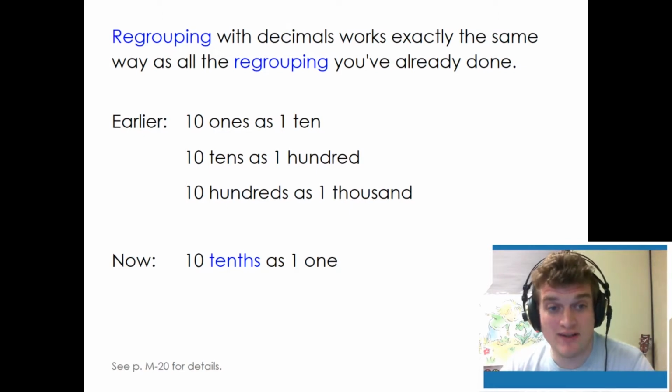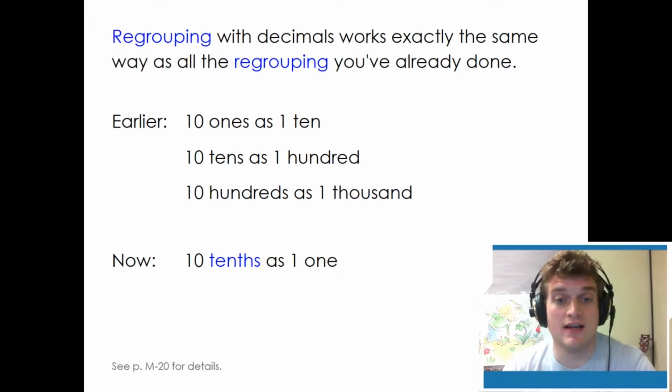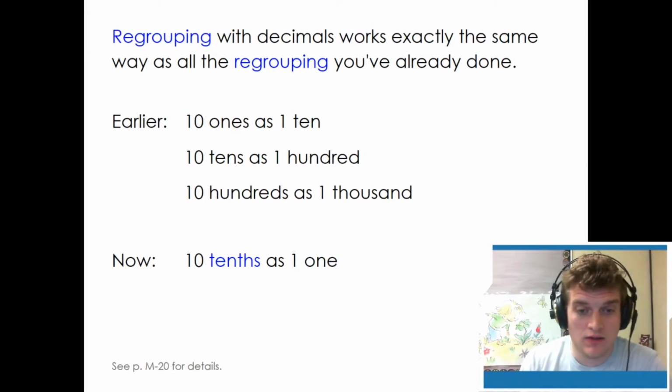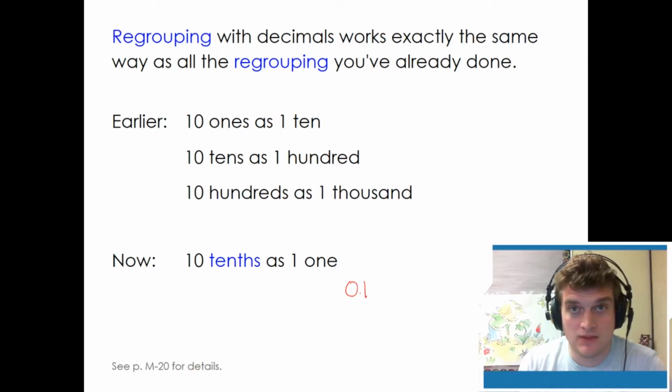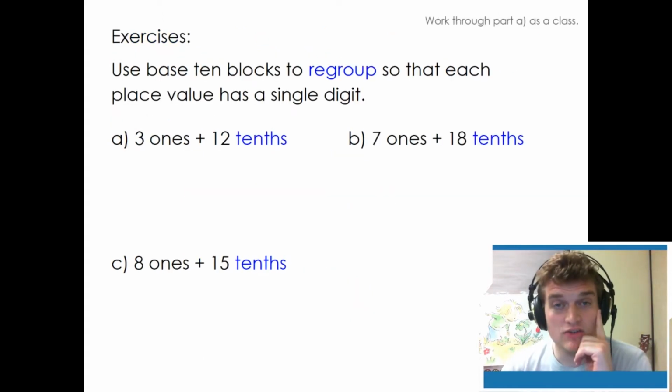Earlier, 10 ones made 1 ten, 10 tens made 100, 10 hundreds made 1,000. Now, 10 tenths make 1 one, which we already know. 0.1 is 1 tenth. 1.0 is 10 tenths. Use base 10 blocks to regroup so that each place value has a single digit.